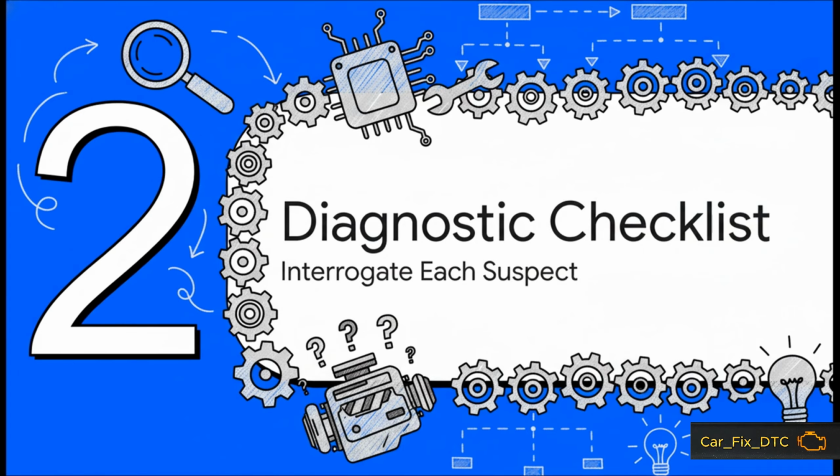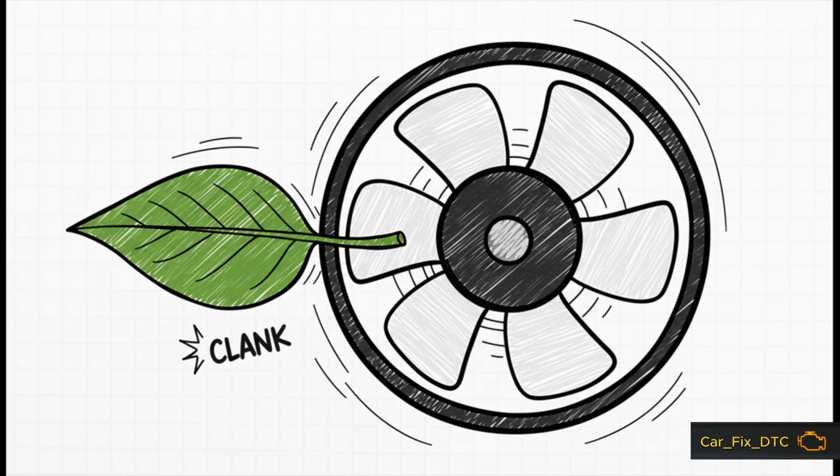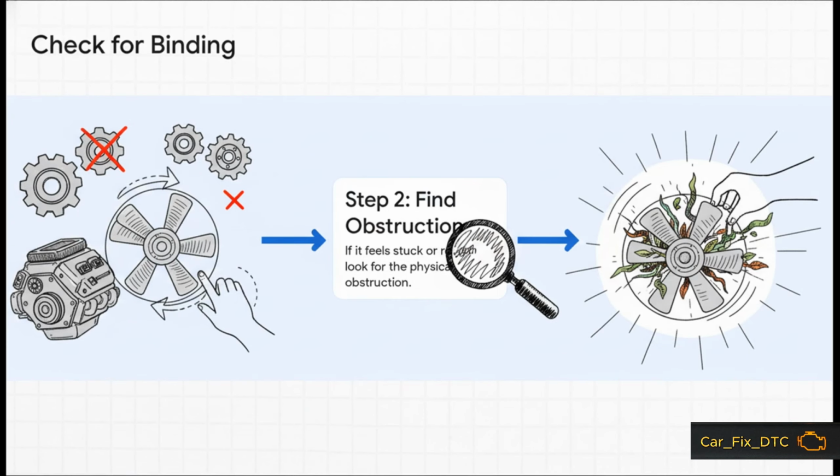All right, it is time to put on our diagnostic hats. We're going to walk through this step-by-step checklist and systematically figure out what the root of the problem is. This is exactly how we take a confusing code and turn it into a concrete solution. Okay, our first suspect is usually the most straightforward one to check, mechanical binding. All this means is that something is physically blocking the fan, getting in its way. When that fan struggles to spin properly, it can send some really weird signals to the sensor, and that's what triggers the code.